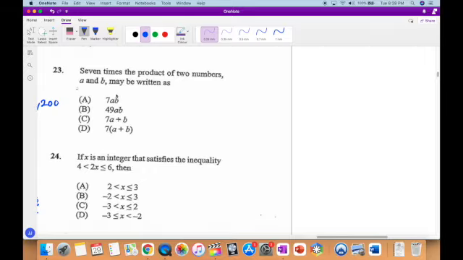7 times the product of two numbers, A and B, can be written as 7AB. They didn't say the sum, they said product, so it wouldn't be anything with addition.